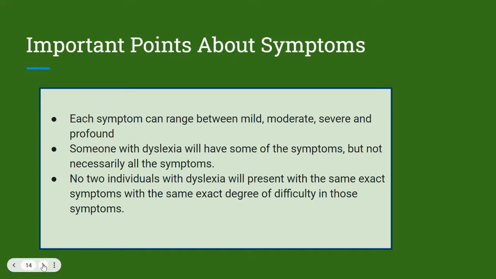Important points about symptoms. Each symptom can range between mild, moderate, severe, and profound. Someone with dyslexia will have some of the symptoms, but not necessarily all of the symptoms, and that's an important piece to recognize. No two individuals with dyslexia will present with the same exact symptoms, with the same exact degree of difficulty in those symptoms.